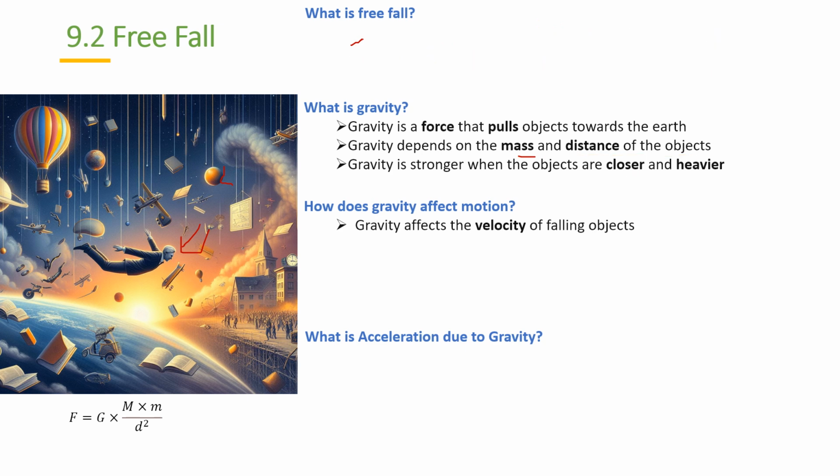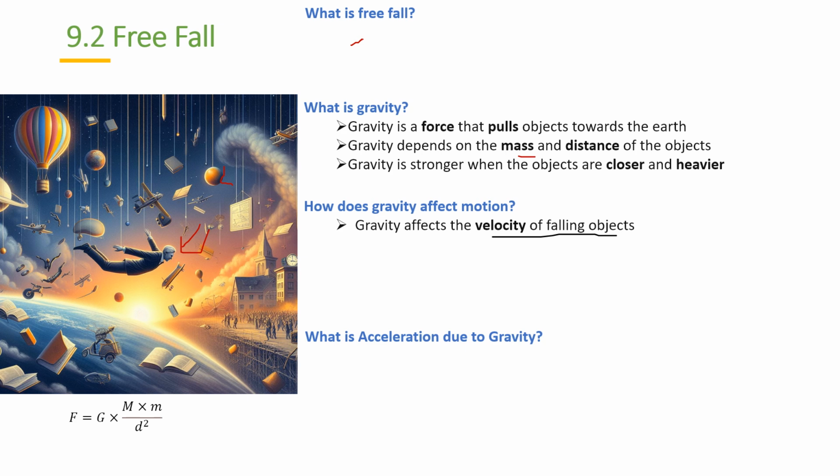Now, how does gravity affect the velocity of falling objects? We know what gravity is. Gravity attracts, that is the first para. Second para: how it affects the velocity. Gravity affects the velocity of the falling objects. It attracts, but it also affects the speed at which they fall.